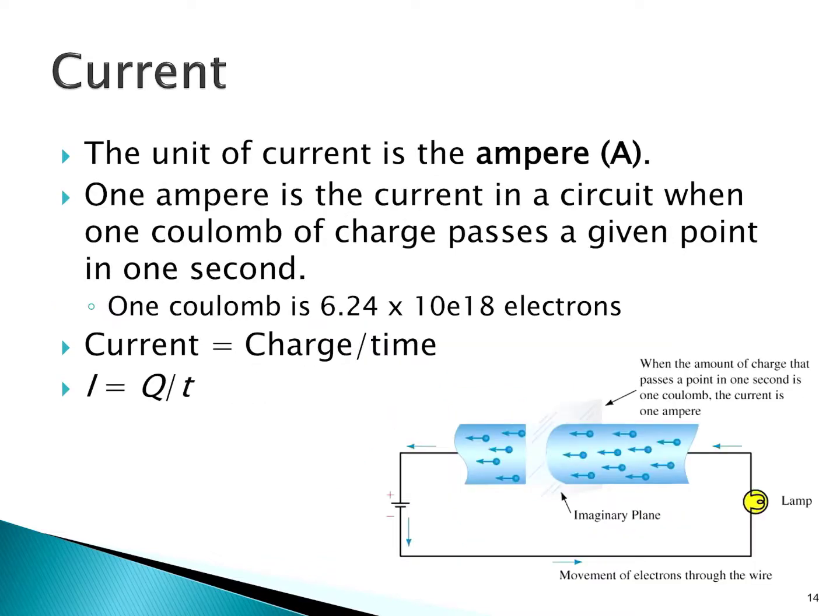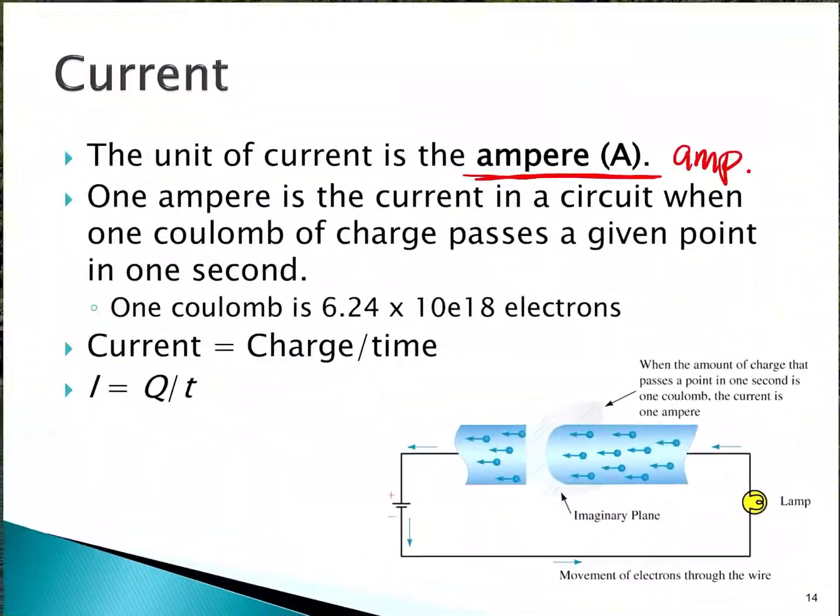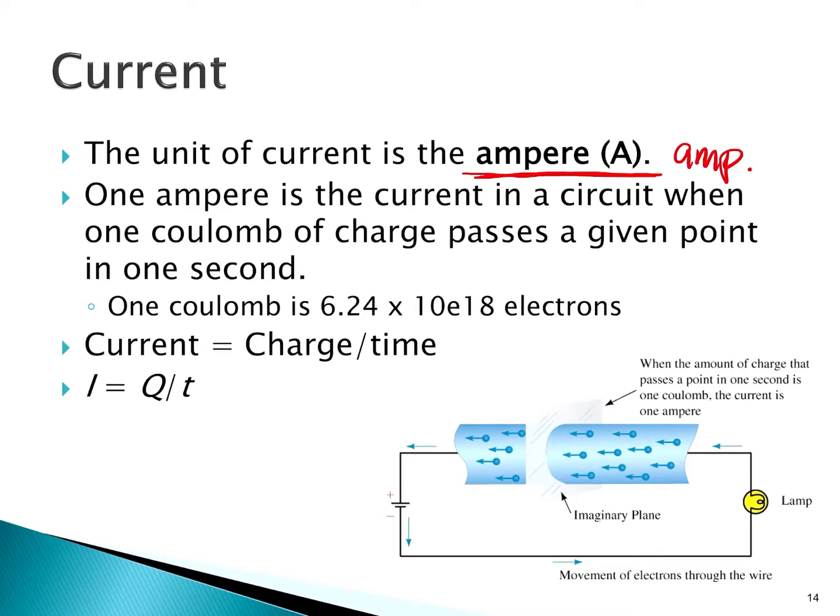So the unit of current is something called the ampere. So we had volts for voltage. Here we have something called ampere. And it's symbolized by uppercase A and often just called the amp. So 1 ampere is the current in a circuit when 1 coulomb of charge passes a given point in 1 second. So notice that's a given point. That's a single point measurement, right? And how much is 1 coulomb? Well, 6.24 times 10 to the 18th electrons, right?